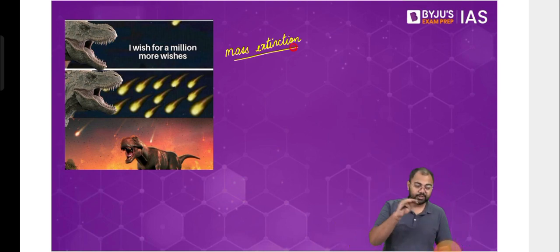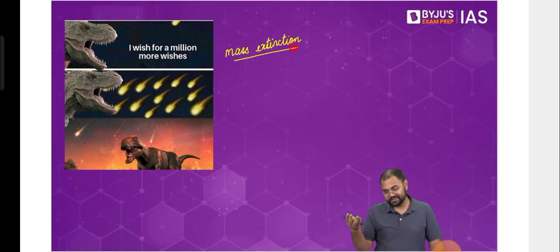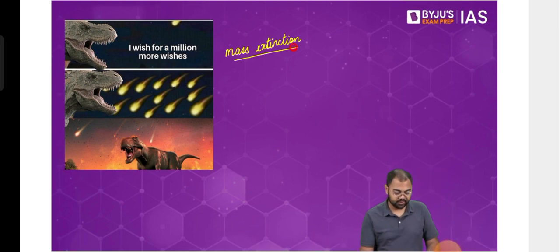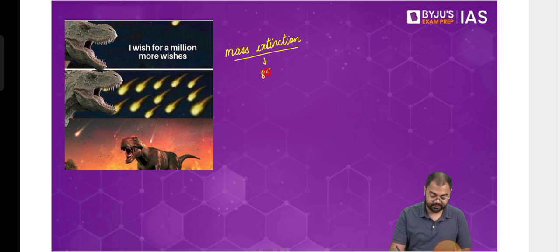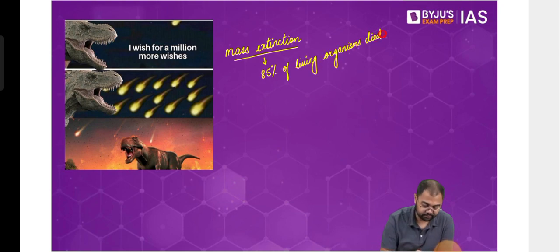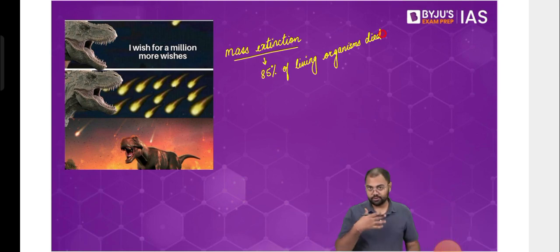Blocking the sun means blocking photosynthesis. Blocking photosynthesis means that the plants would not survive. Plants not surviving means that the other animals surviving on them would also have lost their lives. And it is believed that almost 85% of living organisms, including the dinosaurs, died. So that's why we have to understand that this is something that would have happened at that point of time, when almost 85% of the lives were lost.